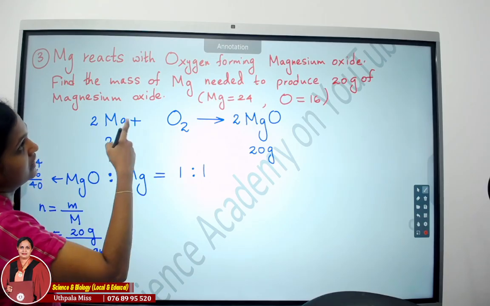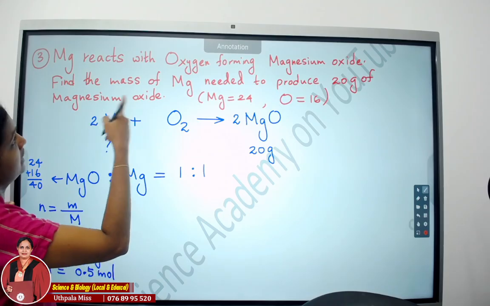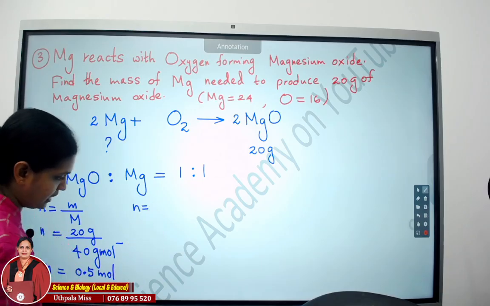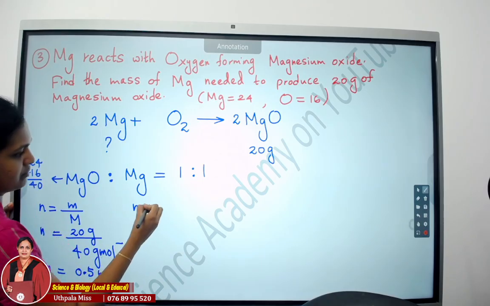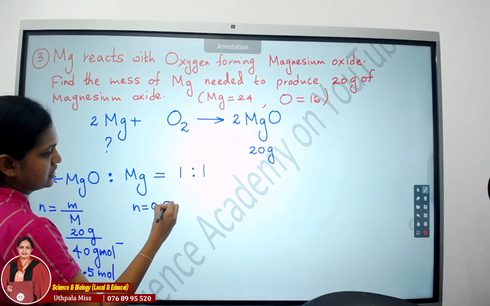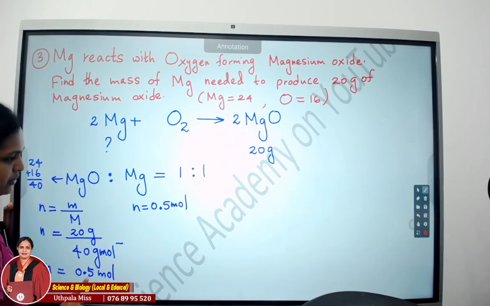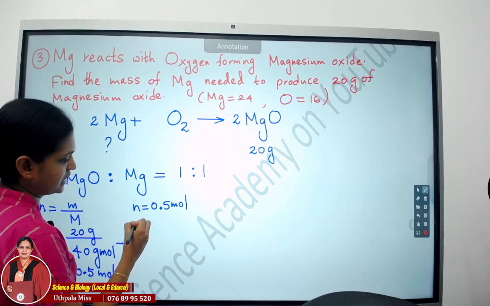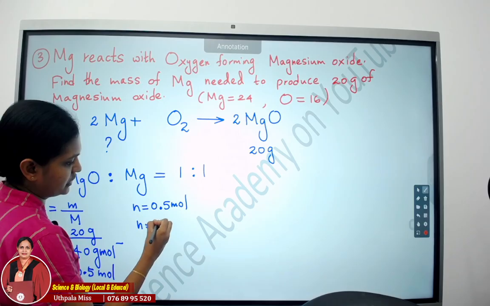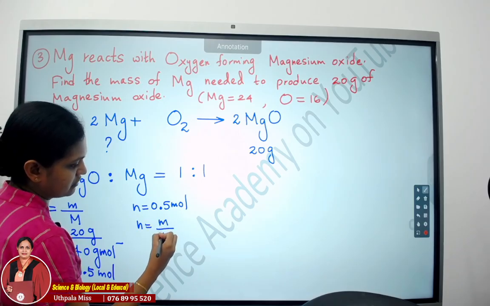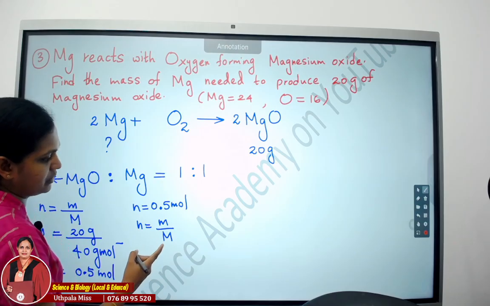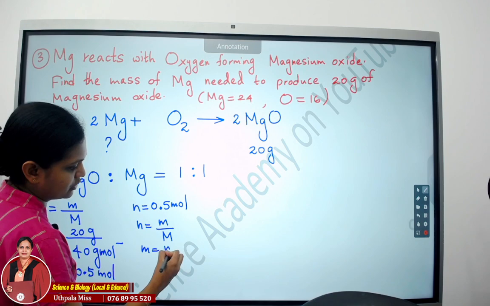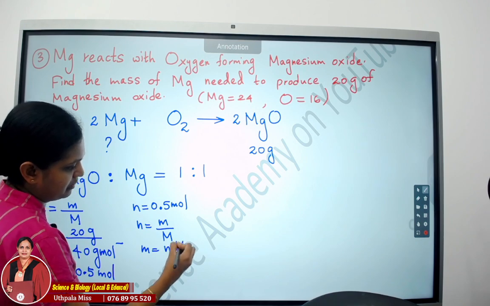And what is the mass of magnesium needed? For magnesium, the number of moles is 0.5. Right? 1 is to 1 is the ratio. For magnesium, the equation is number of moles equals mass divided by molar mass. We need to find the mass. Therefore, mass equals number of moles multiplied by the molar mass.